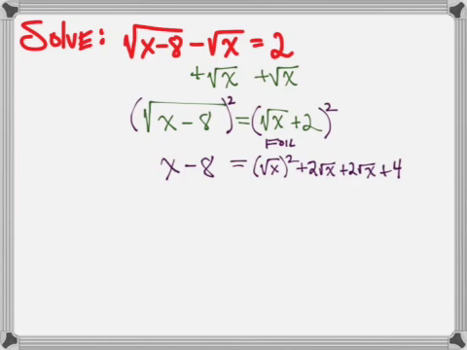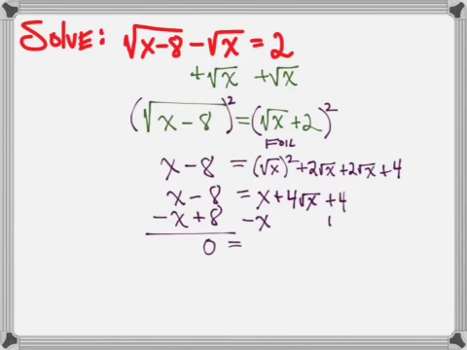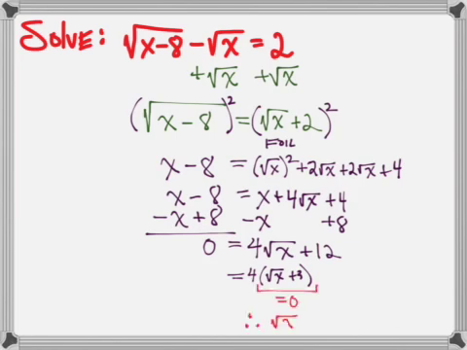And I notice that the square root squared goes to x, and then I'm going to have 4 times square root of x plus 4. And why this is nice is my x's are going to go away. So I'm going to be left with 0 equals 4 root x plus 12. And I can factor that. I can divide by 4. I'm going to get the square root of x is negative 3.